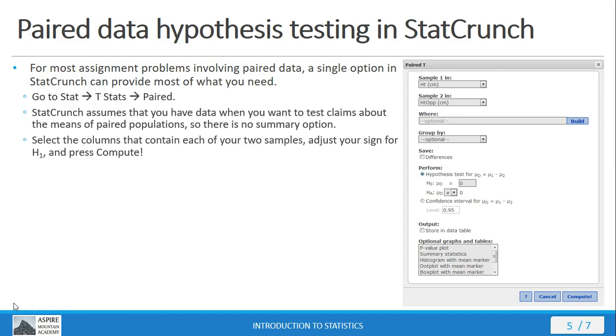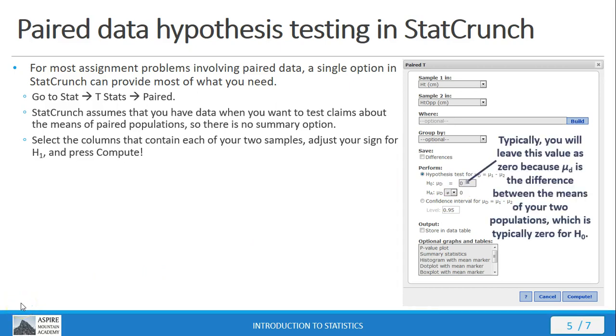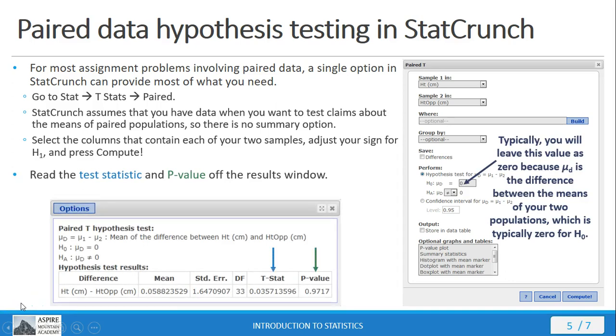So once you get to your options window, go ahead and select the columns where your data is located, and make sure you adjust your sign down here at the bottom for your alternative hypothesis. Typically, you're going to leave the 0 value here for your claimed value, and then away you go. And then in your results window, you're going to read off your test statistic and p-value, just as you always have.